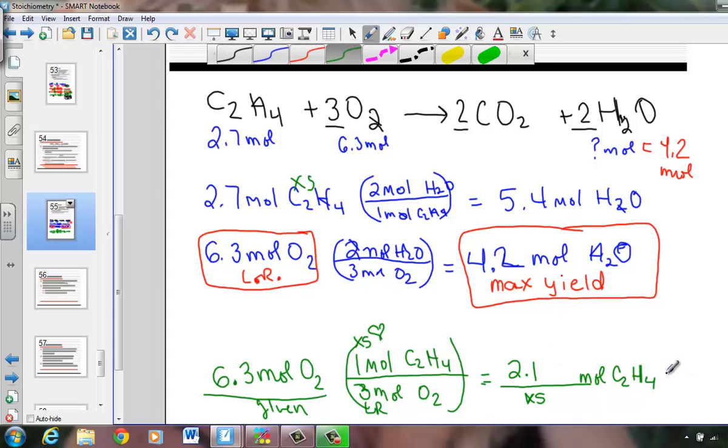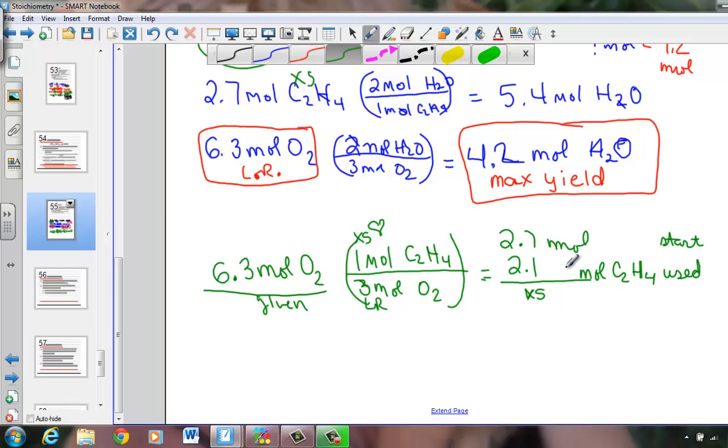Not done yet. That was how much was used during the course of the reaction. How much did you actually put into this little recipe? Well, you started with 2.7. We didn't use it all, did we? If we began with 2.7 moles, I'm always just stressing that I have to subtract like units here. So if I began with 2.7 and I consumed 2.1 of it, how much was left? And that's right, 0.6 moles left over, unused, of C2H4. That's the excess amounts.